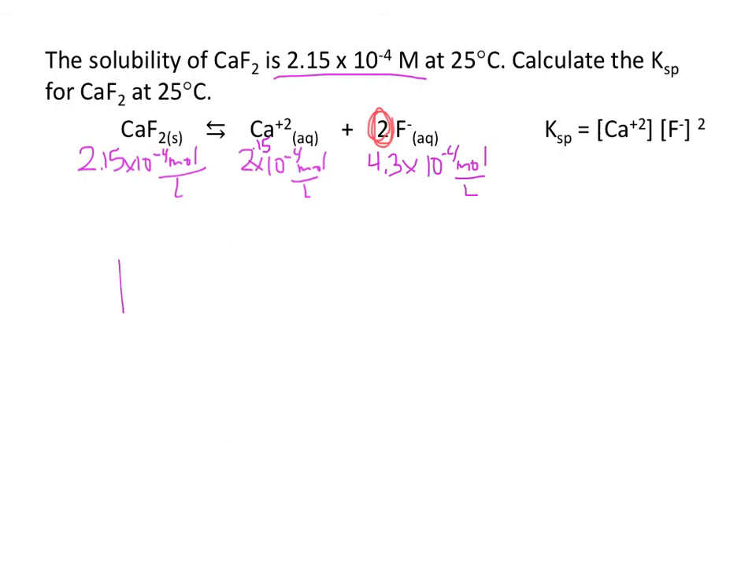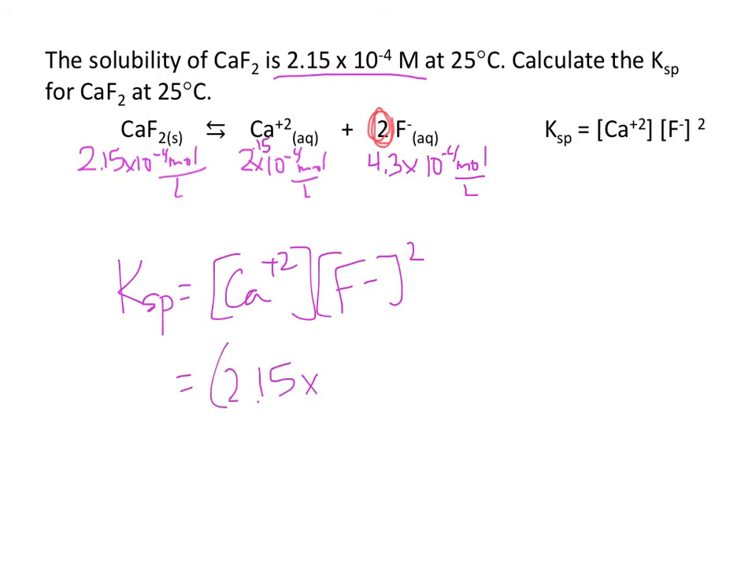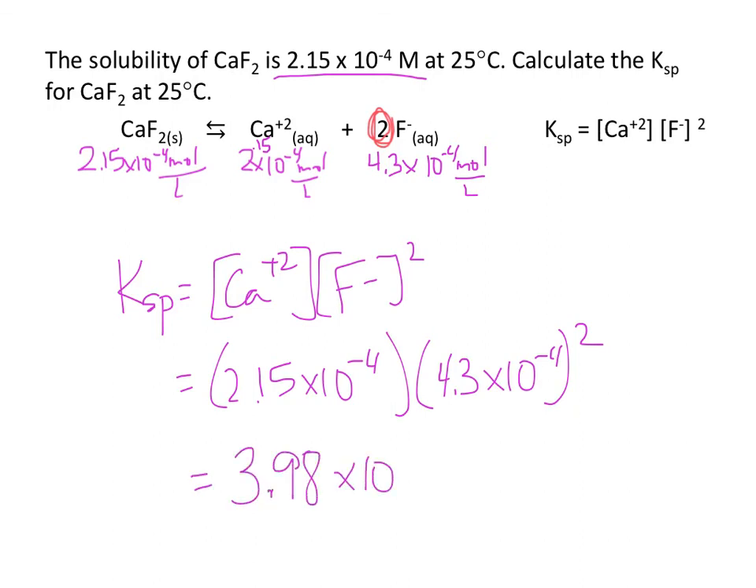So now with my KSP expression, I can just plug in the numbers. Ca plus 2 times F minus squared, so that's going to be 2.15 times 10 to the negative 4 times 4.3 times 10 to the negative 4 squared. So we'll take that 4.3 times 10 to the negative 4 squared, multiply it by 2.15 times 10 to the negative 4, and I end up with 3.98 times 10 to the negative 11. And that is my KSP value for CaF2.